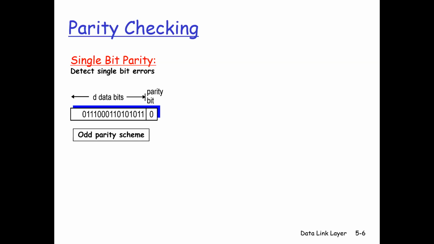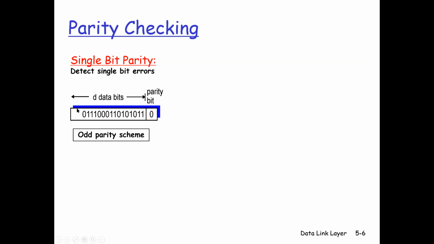So the first simplest thing that you can do is called parity checking. And parity bits, as you know, are basically one bit that you're going to add. And you could have an odd parity scheme or an even parity scheme. So if you have D data bits, in the odd parity scheme, the idea is that you will have an odd number of ones over here. And if you do that, that is the goal. You should have an odd number of ones in the D bits as well as the parity bit.